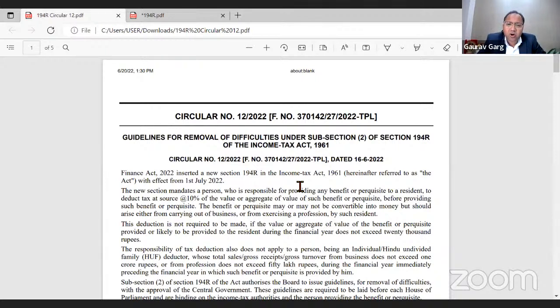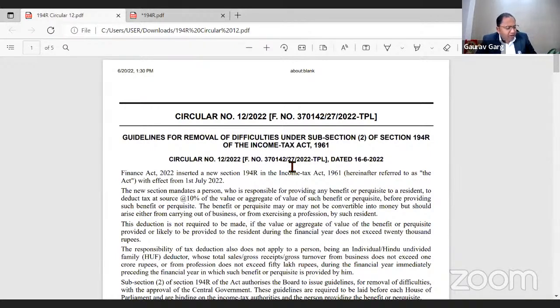Then we have question number 8 to take care of scenario wherein we are holding, let's say, dealer conferences or dealer programs, or giving trips to the dealers, or maybe to our customers, then 194R would be applicable or not. Then we have question number 5, which is a single question, which talks about how to do the valuation for the purpose of 194R. And then we have question number 10, which is on the threshold, that the applicability, which is 20,000, and it is applicable from 1st July. So how the provisions would operate.